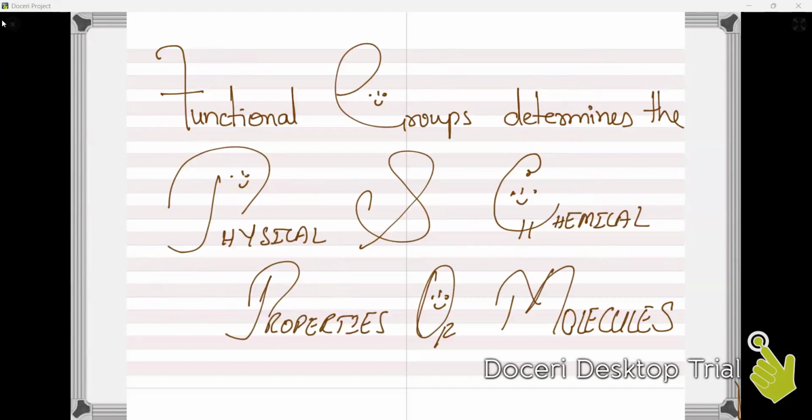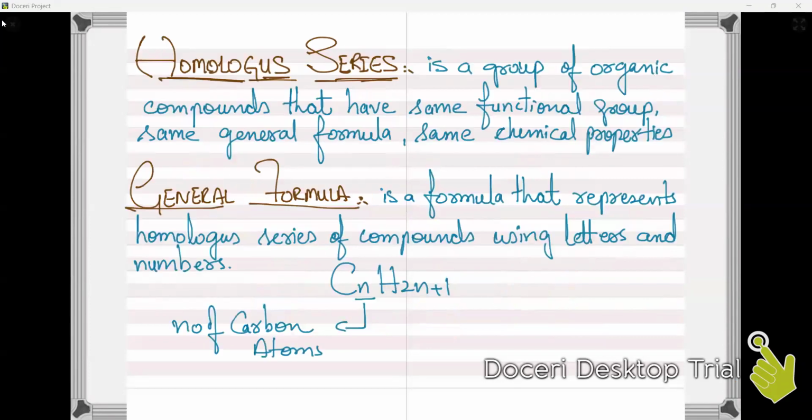Very happy writing, because I feel these happy faces give you a good feel of learning as well. So what is a functional group? A functional group basically determines the physical and chemical properties of the molecules as well. It not only gives a characteristic property, but it also tells how a compound is going to behave physically and chemically. There are a few definitions. Those definitions can be asked in the paper, and these need to be learned as well.